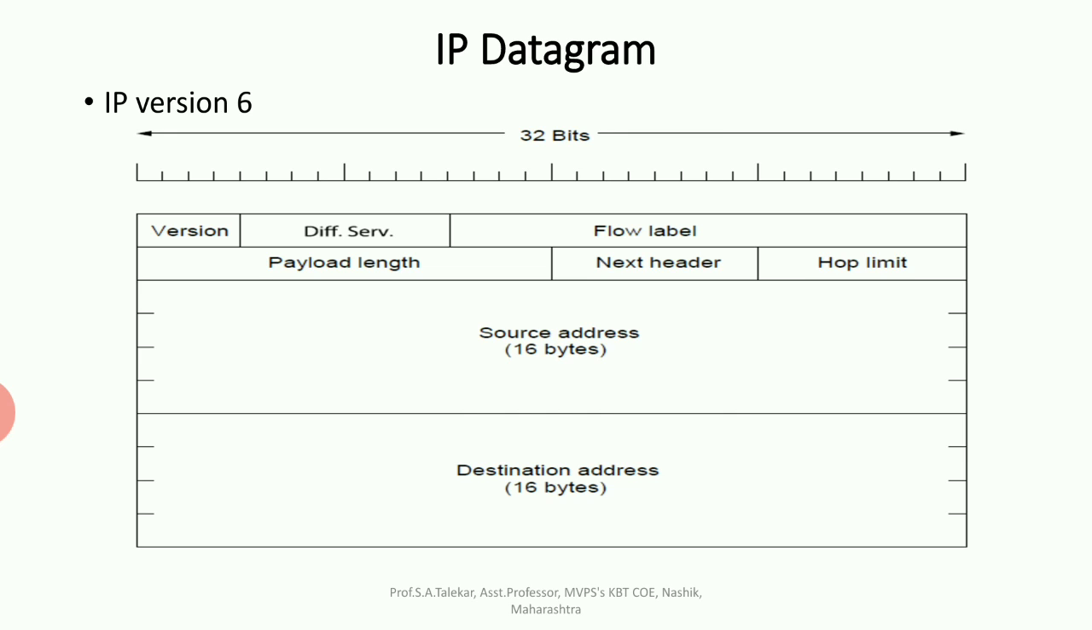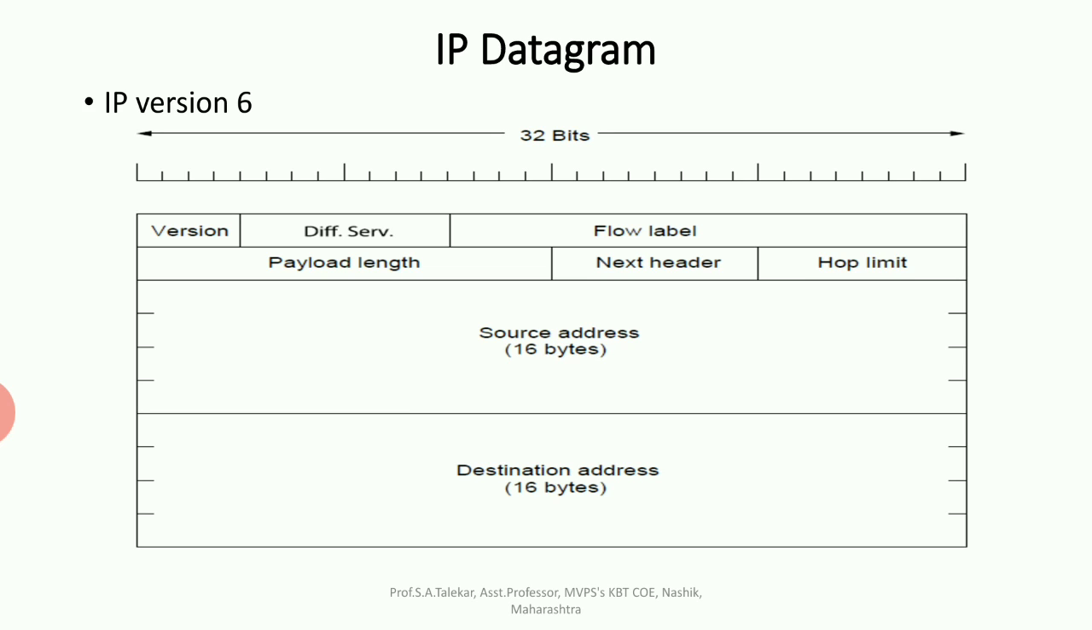The IP version 6 header has a fixed length of 40 octets consisting of the following fields. Version is 4 bits, the internet protocol version number, and its value is 6. The second field is differentiated service. That field we have already seen in IP version 4 also. That is the ECN field or the DS field.